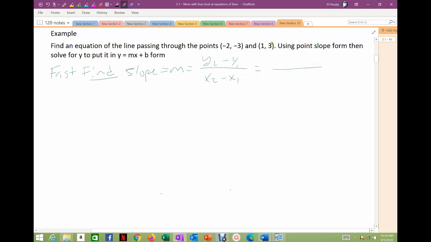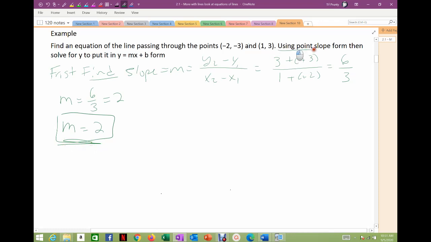So you take your change in y, which my y values are 3 and negative 3, so it's 3 minus a negative 3, and the change in x, with values 1 and negative 2, is 1 minus a negative 2. Make sure you're careful, right? If it's minus a negative, it's really adding, so up top I get 6, and the bottom I get 3, and so always simplify. 6 over 3 simplifies to 2, so my slope is 2. We always want a simplified answer for the slope.